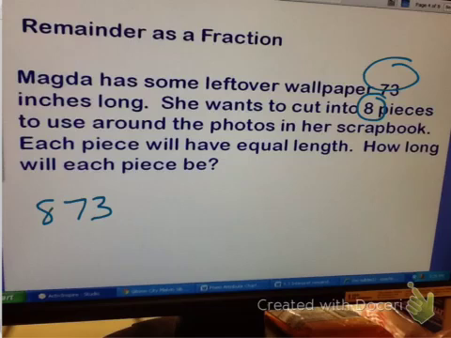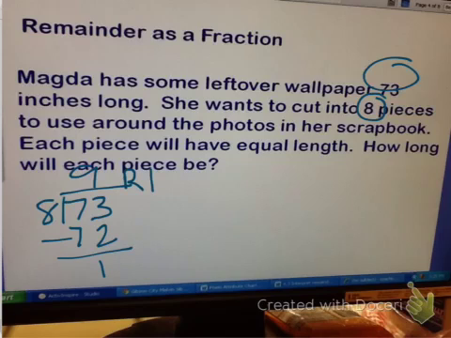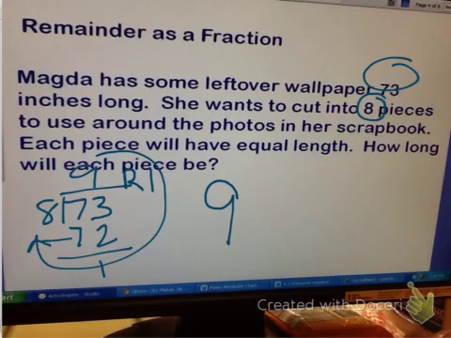So they're going to go through and do their division, and they find out it's 9 remainder 1. Well, in order to do this as a fraction, I like to call it clockwise circle. So it's going to be 9, and the numerator of the fraction is going to be the remainder, 1, over 8, so 1/8 inches. So each piece is going to be 9 1/8 inches.